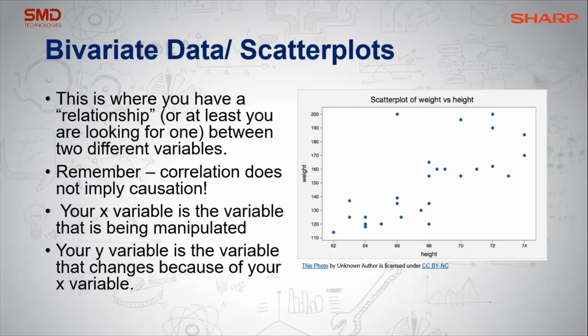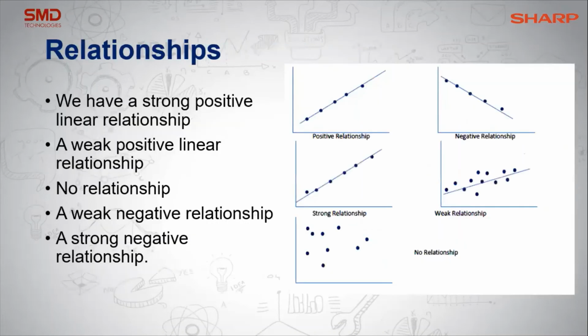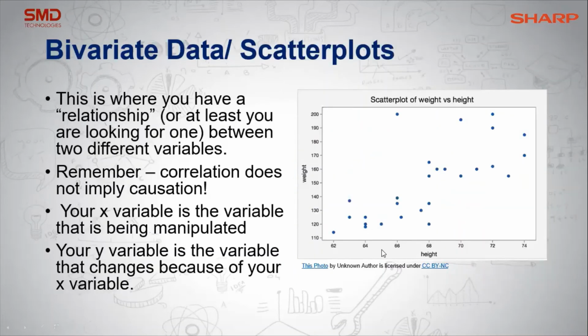Okay, vice versa. So your x variable is always the one that goes on the bottom of your graph here.